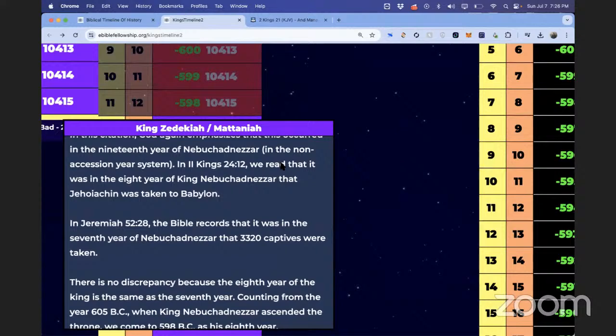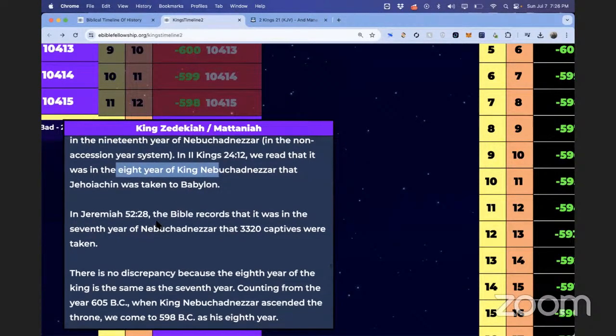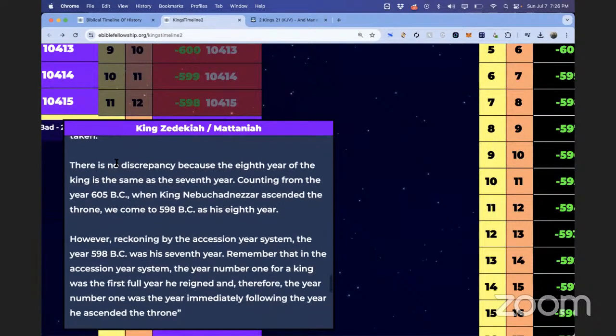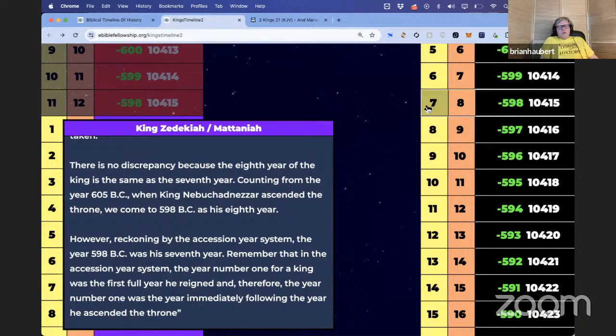So it's an apparent contradiction. We read that it was the 8th year of King Nebuchadnezzar that Jehoiachin was taken to Babylon, and the Bible records that it was the 7th year. So you can go ahead and finish reading that. There is no discrepancy because the 8th year of the king is the same as the 7th year, counting from the year 605 BC, when King Nebuchadnezzar ascended the throne. We come to 598 as his 8th year. So it would have been his 7th accession and his 8th non-accession year.